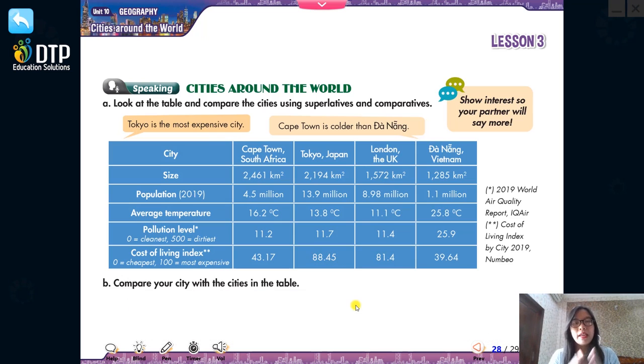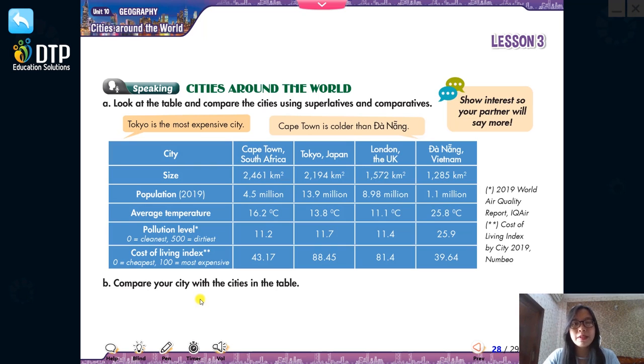Alright, everyone. Now, in exercise B, you have to compare your city with the cities in the table. So where do you live? Bài B, các bạn sẽ nói về thành phố của mình và các bạn sẽ so sánh những cái thông tin của thành phố của mình với lại các thành phố Cape Town, Tokyo, London và Đà Nẵng nhé.